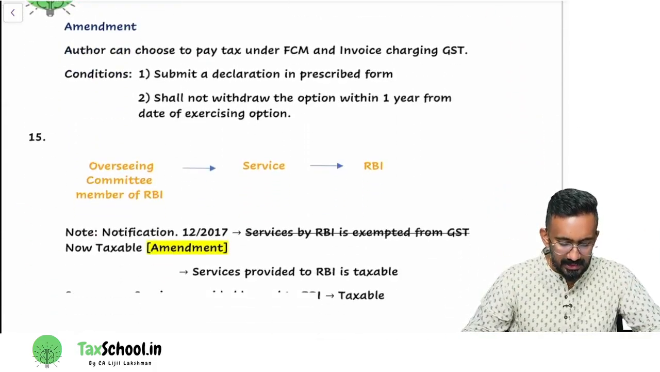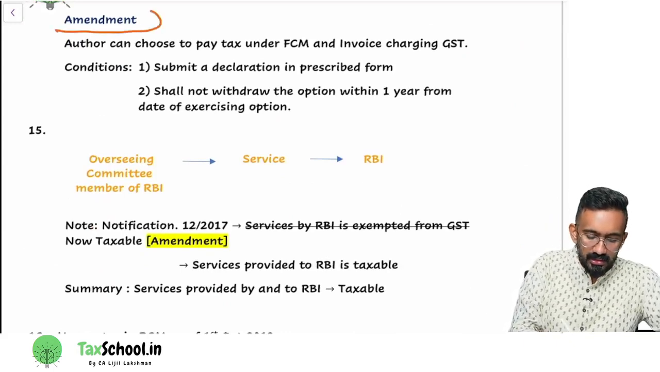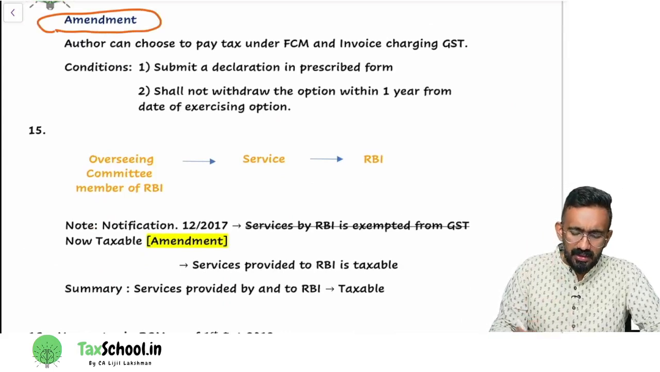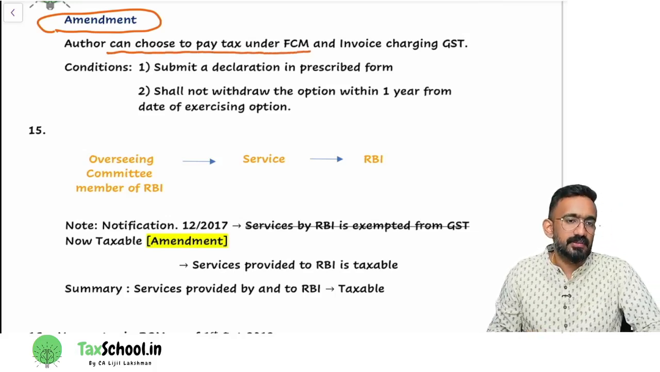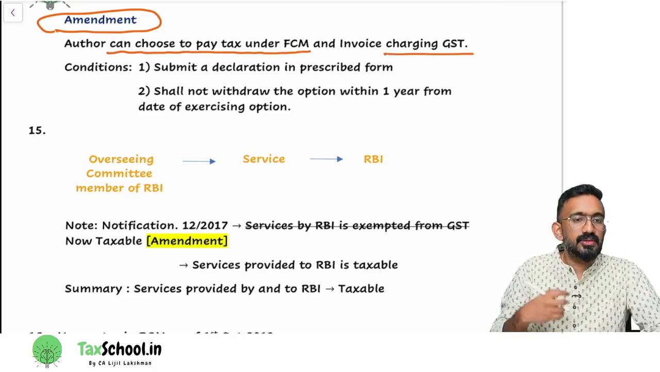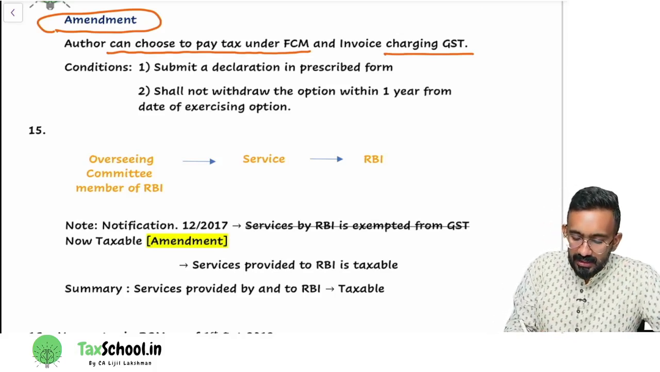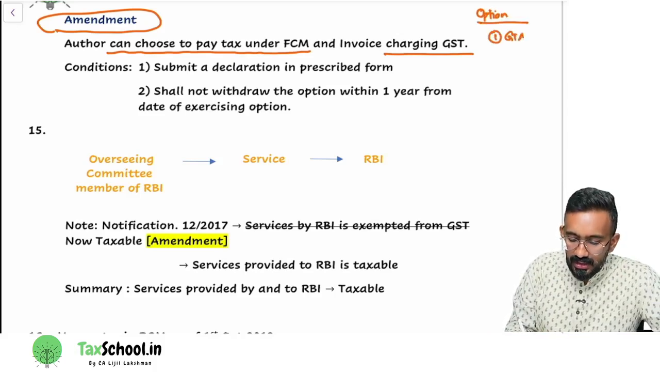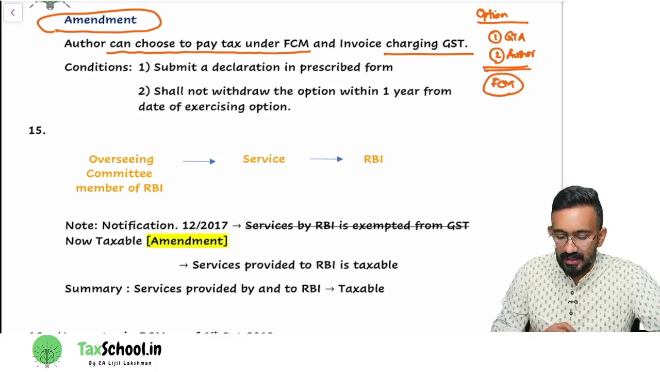Now, there is a slight change of provision here, very similar to GTA. You can see it in the later part. It's not a recent amendment, it has been there for a few years now. They have given an option. The author can choose to pay tax under forward charge mechanism (FCM). Now, if they go for FCM, they will charge the publisher GST. You have to remember in what cases that option is available. The option is available in two cases. One is GTA. The second case that we have seen is the author. They can choose to pay tax under FCM.